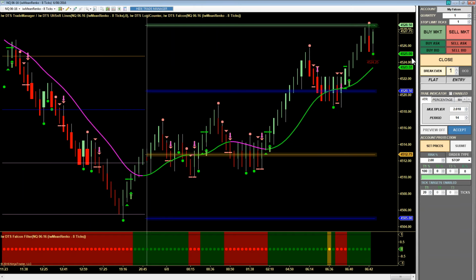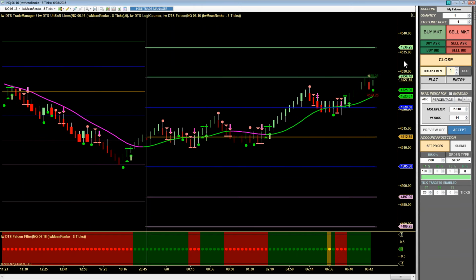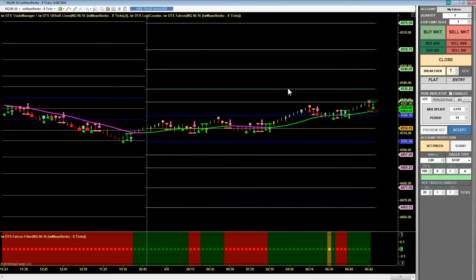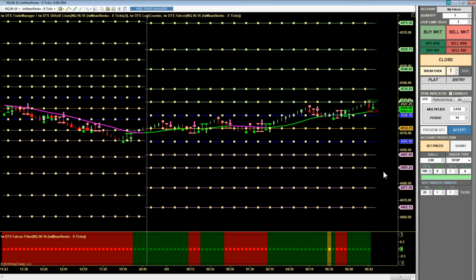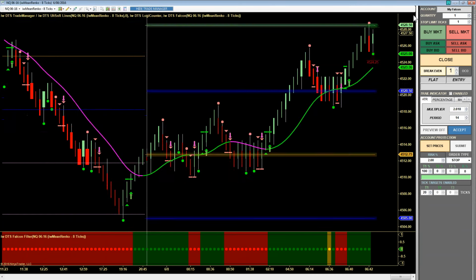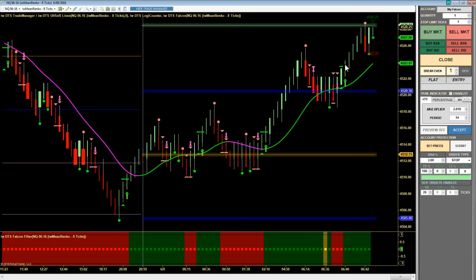These lines that you see going across here, these are the Ultimate Support and Resistance Suite. This is actually an add-on. You can use this on any chart, not just the DTS system. So if you're trading a 15-minute chart, you can use it for that. And it gives you the support and resistance lines for today's trading.